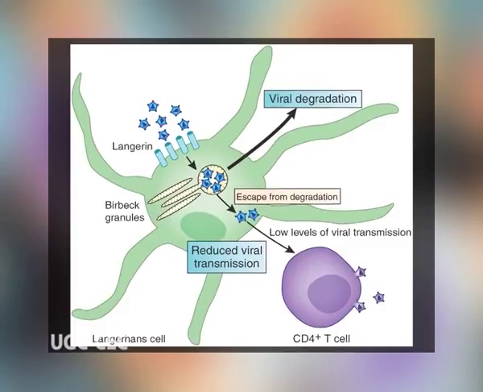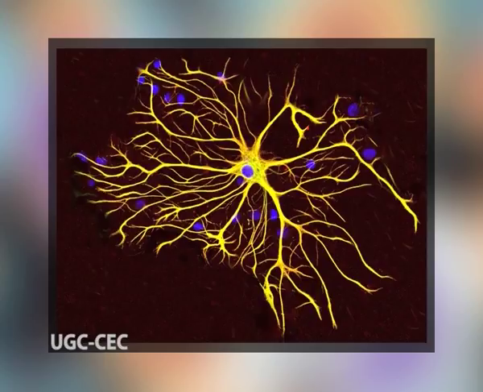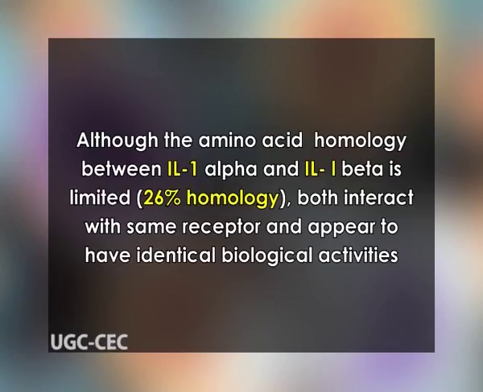Interleukin 1 is known to be an important mediator of the immune system, produced primarily by mononuclear phagocytes in response to injury and infection. Interleukin 1 is also produced by non-phagocytic cells such as keratinocytes, Langerhans cells, corneal epithelial cells, endothelial cells, and astrocytes. Interleukin 1 alpha and interleukin 1 beta are two forms of the same class of interleukin 1. Although the amino acid homology between interleukin 1 alpha and interleukin 1 beta is limited, 26% homology, both interact with the same receptor and appear to have identical biological activities.